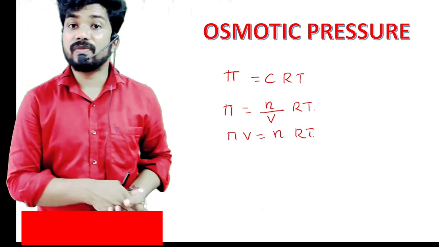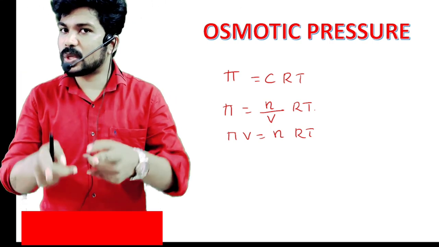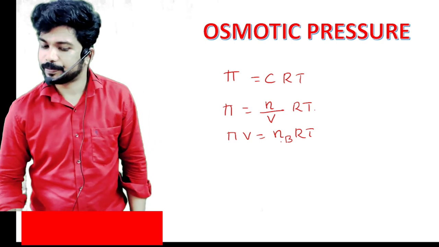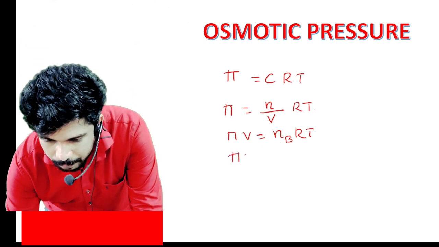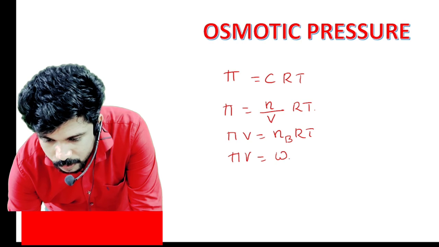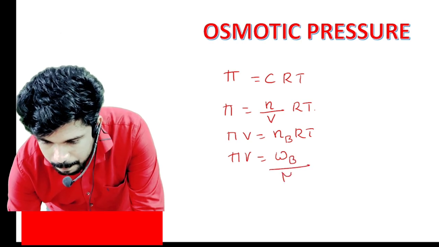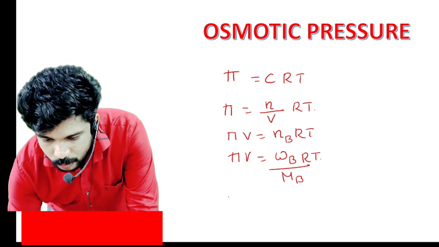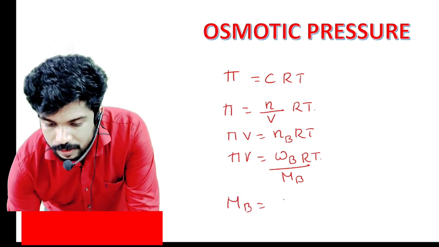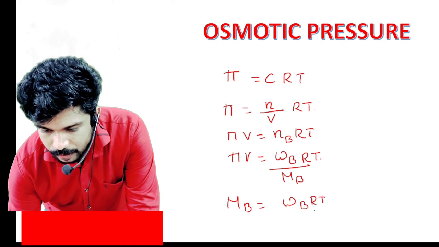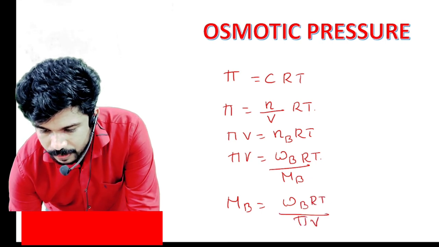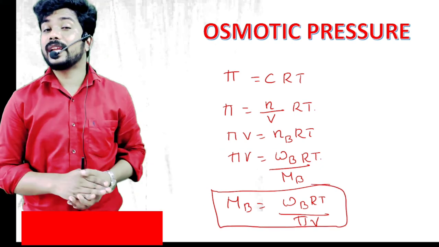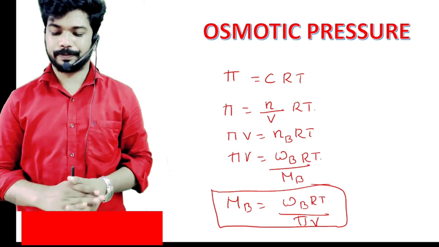And what are we dealing with? We are dealing with the number of moles of solute. So n means number of moles of solute, n means nB. What is this nB? Pi V is equal to WB by MB into RT. We need to find out the value of MB. So MB is equal to WB RT divided by pi V. So this is the final equation you need to find out. And the last colligative property is osmotic pressure.